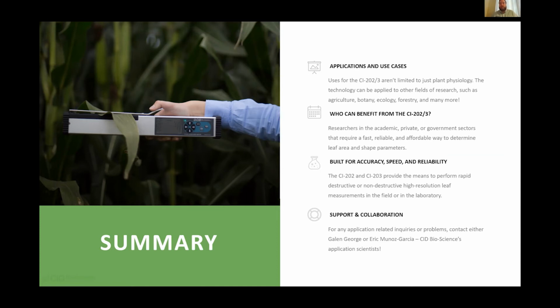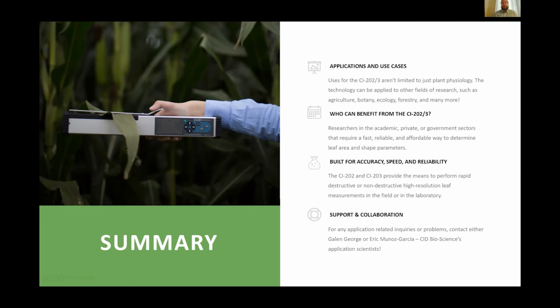And so both instruments are able to provide rapid destructive or non-destructive high-resolution leaf measurements. So you can use them in the field, you can use them in the lab. They're really versatile. They can store a lot of data. The batteries have long battery life. They're rechargeable. Data transfer is really easy. So it's just a really simple tool to use.